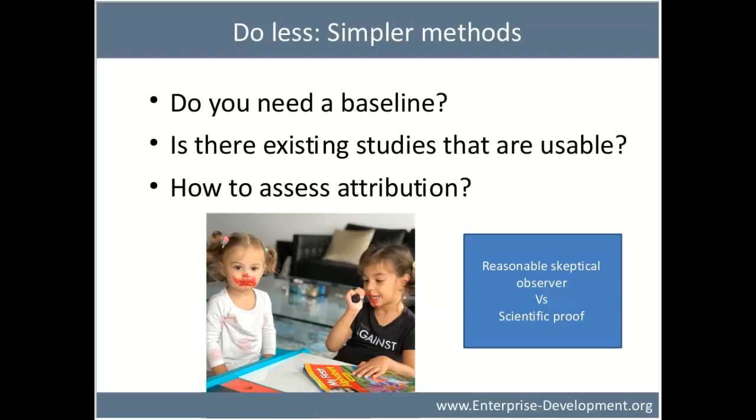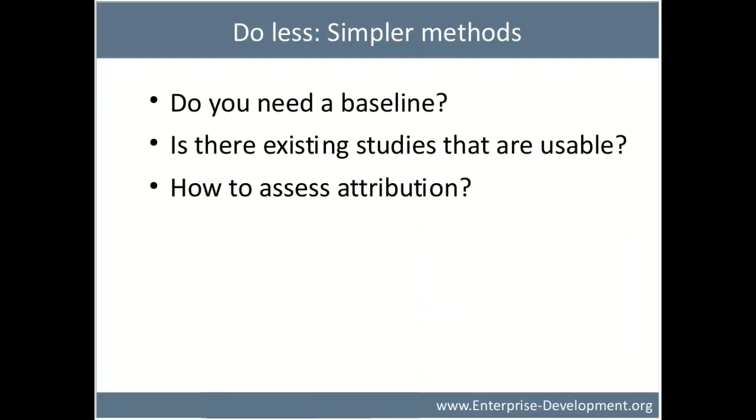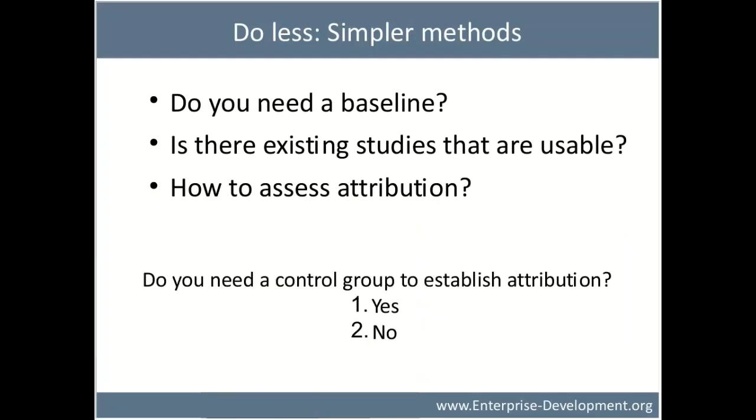The short answer is that you do not always need a control group in order to establish attribution. There are other methods to do that. For example, you can do a before and after comparison. You can rely on in-depth interviews with different opinion leaders to verify responses. So in order to do results measurement simply, the question to always ask is: what is the simplest method in order to convince a reasonably skeptical observer?